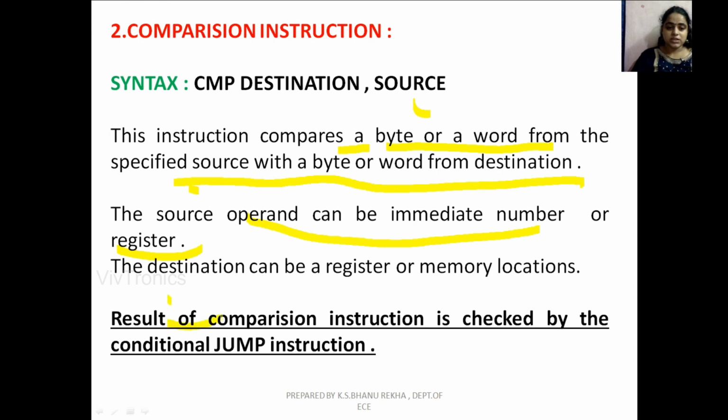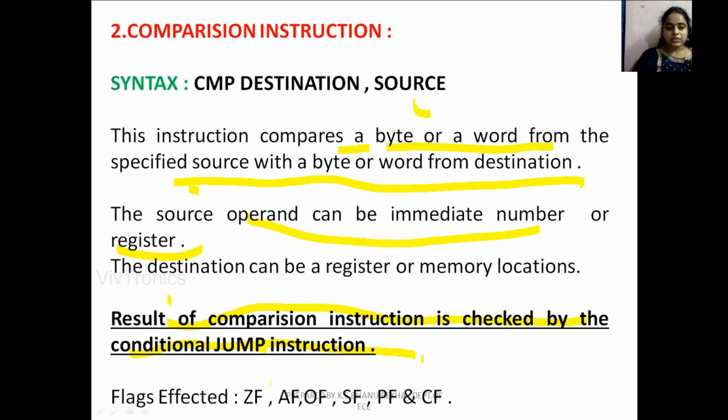See here, the result of the comparison instruction is checked only by the conditional jump instruction. Only with the help of conditional jump instructions will we be able to check the result of the comparison instruction. So I'll explain the example program for the comparison instruction after the conditional jump instructions explanation. And all the 6 status flags will get affected by the comparison instruction.